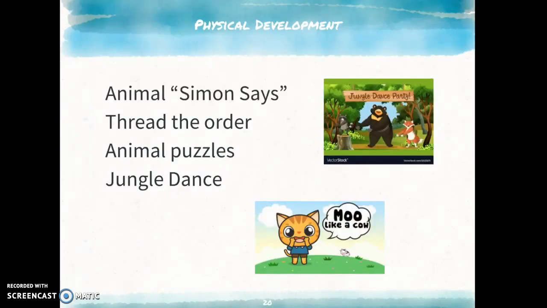Then we have Simon Says, which would be physical development, Threading the Order, the Animal Puzzles, and the Jungle Dance. All of these are developing students' physical development.